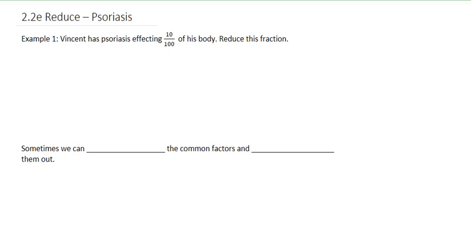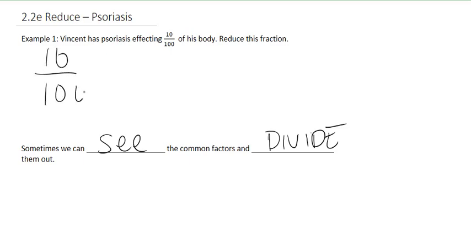Reduce. Psoriasis. Vincent has psoriasis affecting 10 out of 100 parts of his body. Reduce this fraction. Sometimes we can just see the common factors and divide them out. In our example, we have 10 and 100, and we know that these are both even numbers, so we can divide by 2.